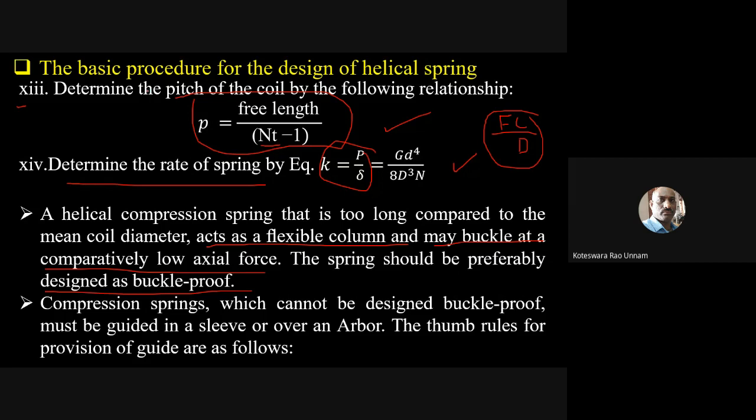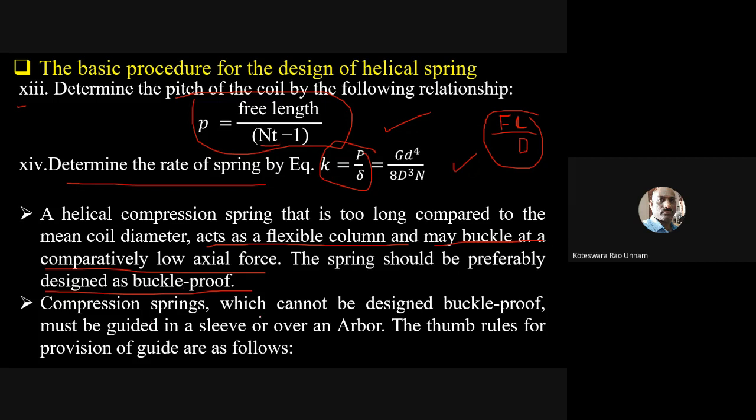I think you know column buckling, you might have studied it. When the column is a long column, the buckling load is very low, whereas in the case of a short column, the buckling load is very high. Similarly here, if the free length is more, then the spring is more prone to buckling. Therefore, you need to design the spring for buckling also. But if this ratio FL by D is less than a certain value, there is no need to design the spring for buckling. That's what is written here.